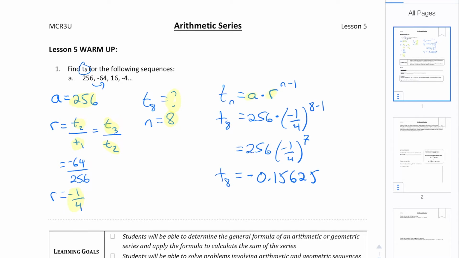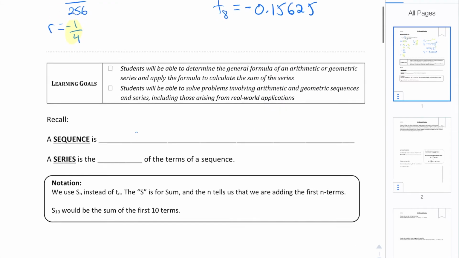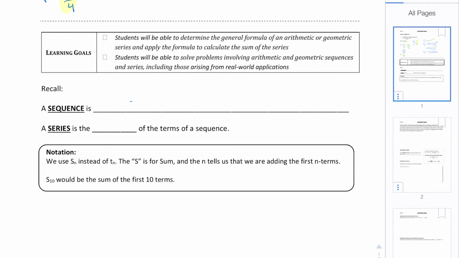The other information we know is the first term is 256. We want to find the value of the 8th term, and we know the number of terms is 8. So we sub that into this formula, a times r to the n minus 1, and we just work it all out and should get a negative number because we have an odd exponent, and we do. Great. Hopefully that's okay.